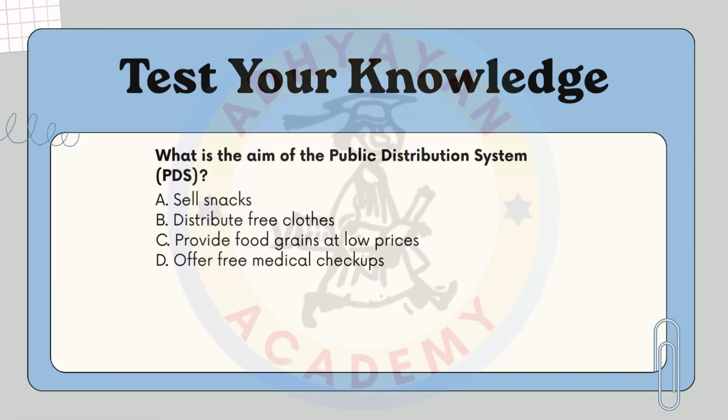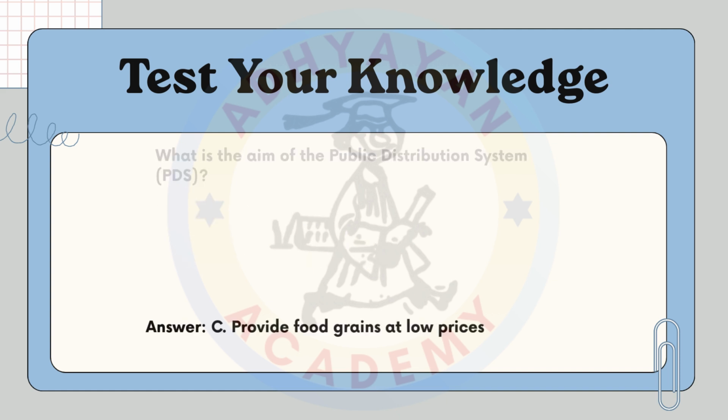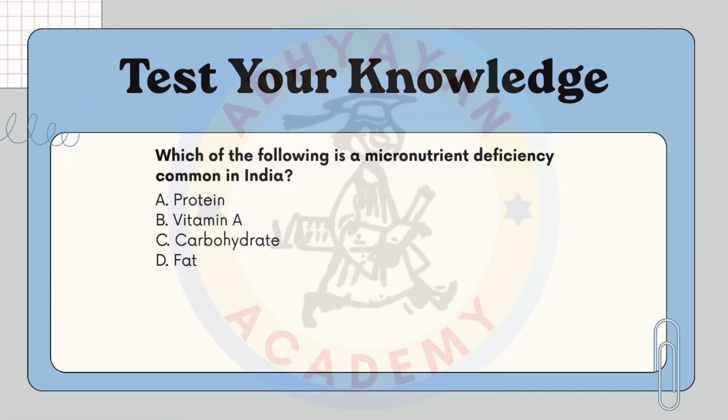What is the aim of the Public Distribution System, PDS? A. Sell snacks. B. Distribute free clothes. C. Provide food grains at low prices. D. Offer free medical checkups. Which of the following is a micronutrient deficiency common in India? A. Protein. B. Vitamin A. C. Carbohydrate. D. Fat.